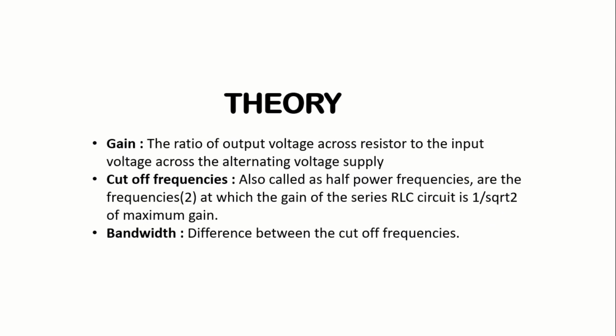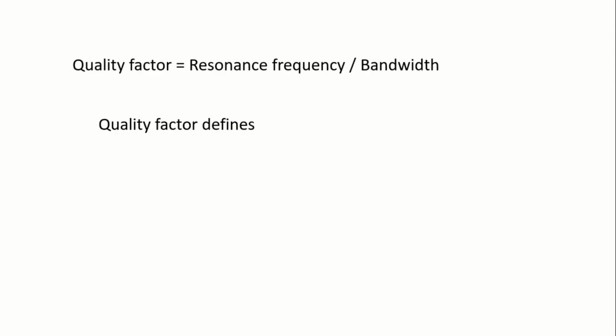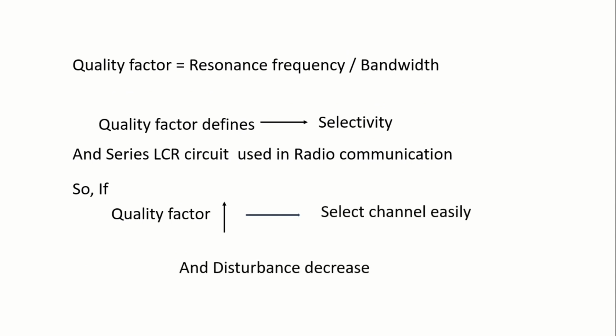Ideally, we would want a smaller bandwidth, and the quality factor is given by the resonance frequency divided by the bandwidth. The quality factor defines the selectivity of the series RLC circuit. The series RLC circuit is used in radio communication. So, if the quality factor of a particular circuit is high, then we can easily select a channel, and other channels will not interfere with the channel we are listening to. Now we have learned the theory of the experiment.